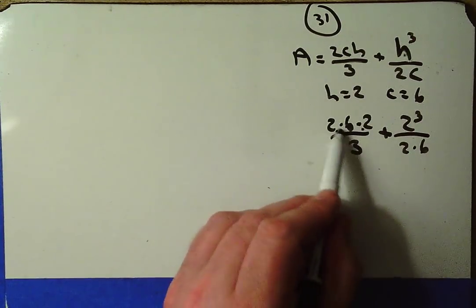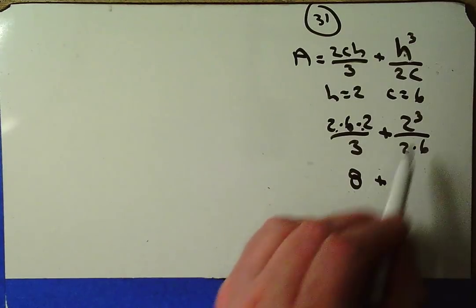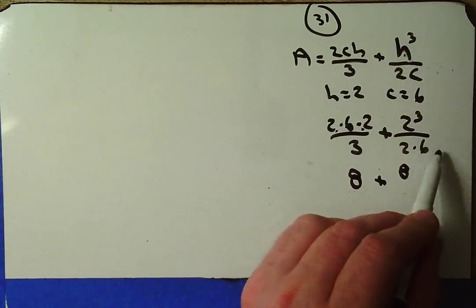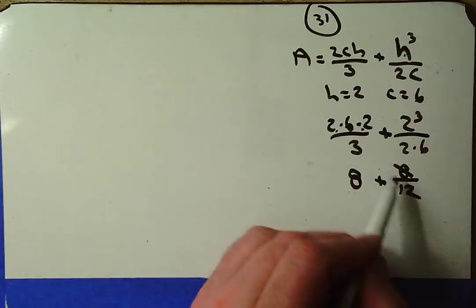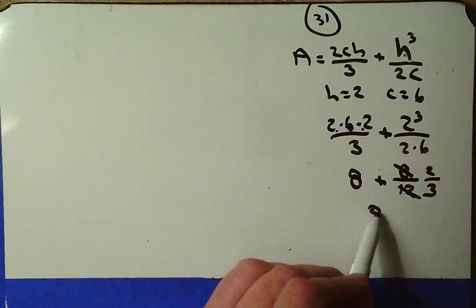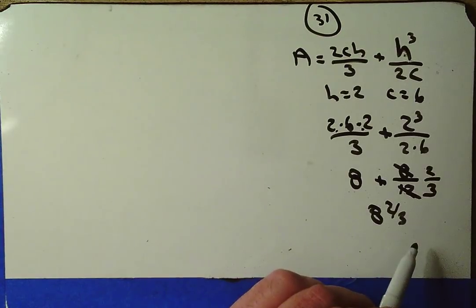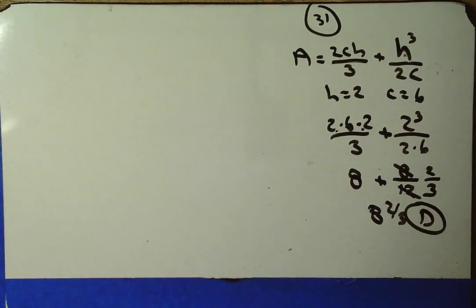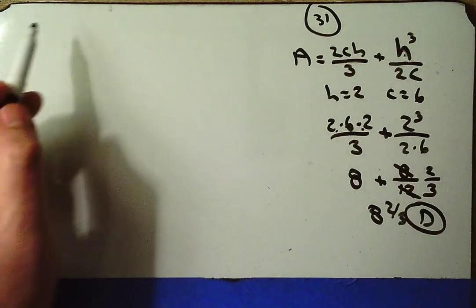So I get 24 over 3, which is 8. 2 to the third is 8 over 12. I guess I can do some reducing here. This would be 2/3, 8 and 2/3. And that's choice D. 32.